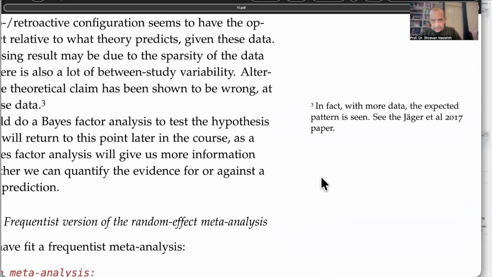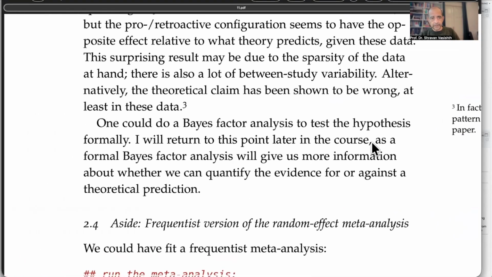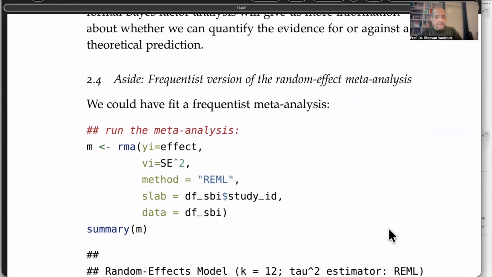Yeah. So actually, I say this, but in the Jaeger et al. study, we had more data, and we did find the expected pattern. Anyway, so that's how the setup works here for meta-regression.